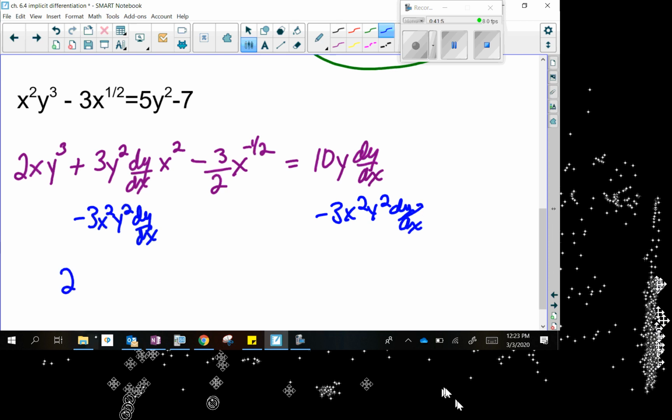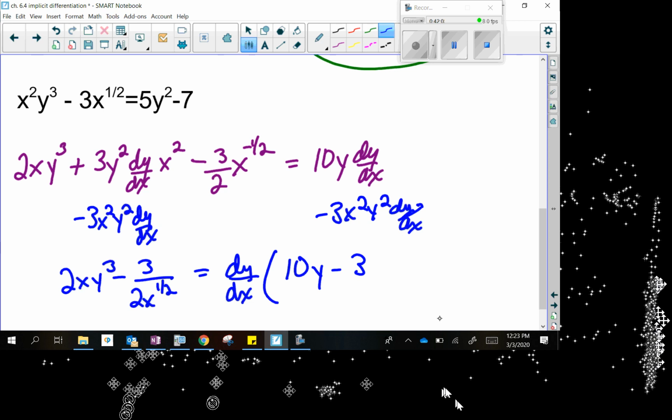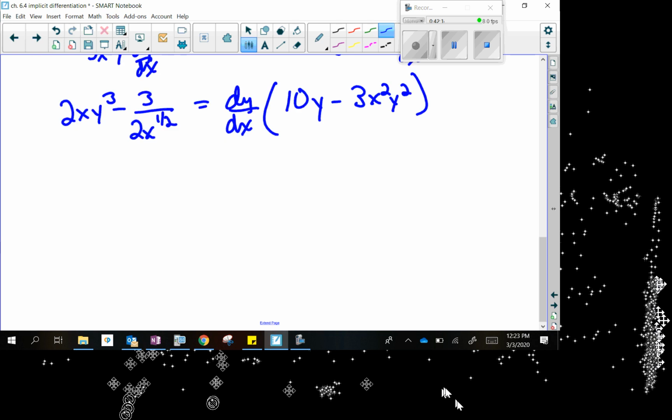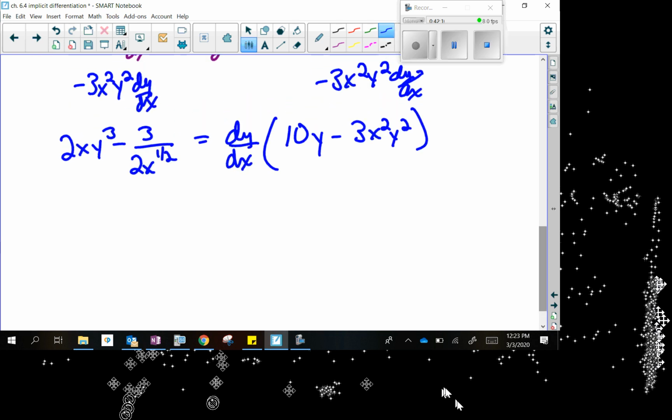So we get 2x y to the third. And I'm going to go ahead and bring that x to the 1/2 down. Equals, and I'm going to go ahead and take out my dy/dx. 10 minus 3x. All right, that's not bad. I agree with that. But what's our problem now?